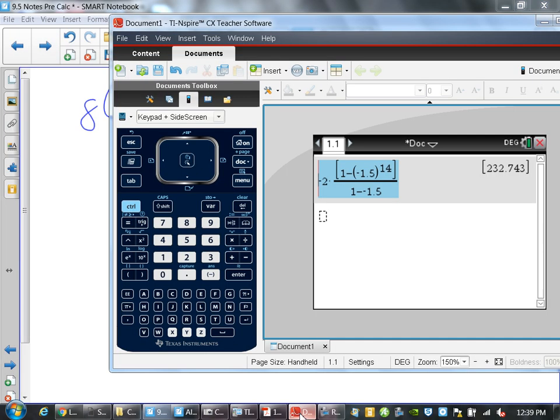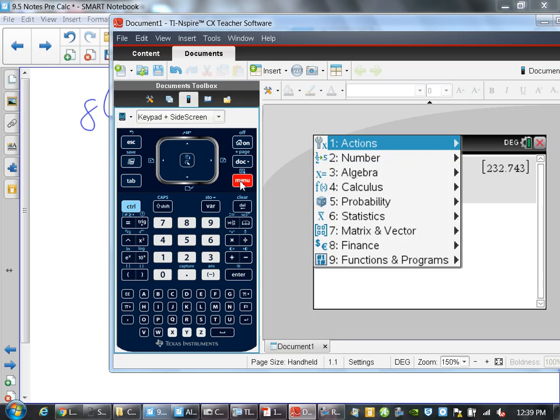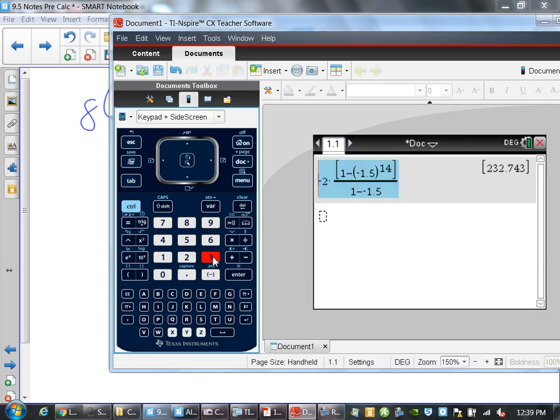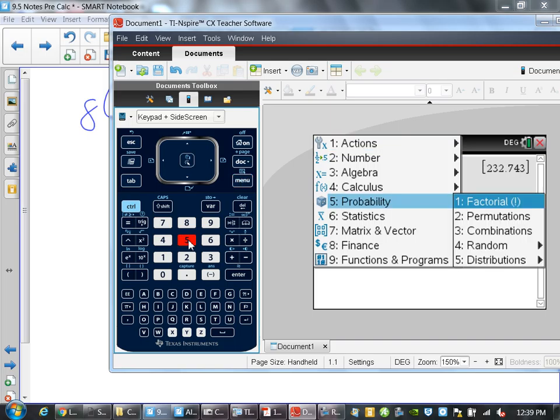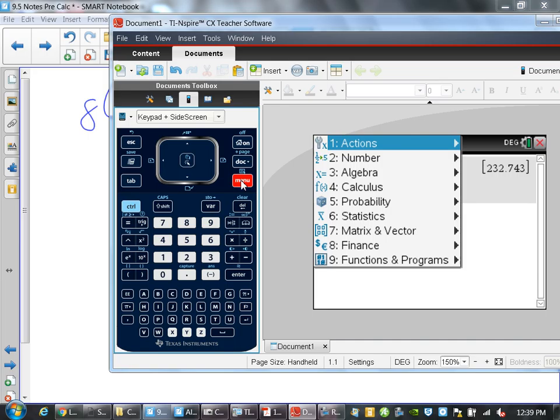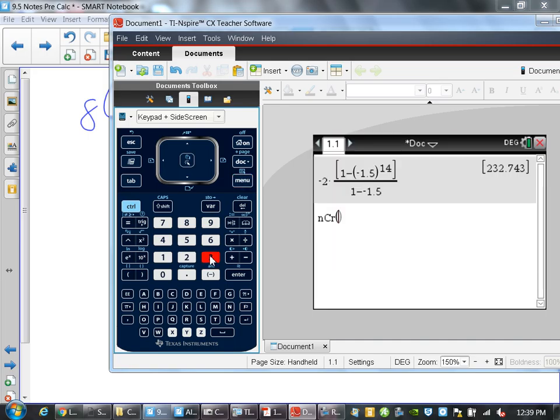So let's see. These guys believe it is. I don't know how to do it on this one. I think it's under probability. Is it 3? Did I hit the wrong button? We're trying to figure it out, okay? You hit menu and you hit 5. Yeah. And you hit 3. I think you do 8 comma 3, I believe. I don't know where the comma is. Oh, there it is. It's on the left.